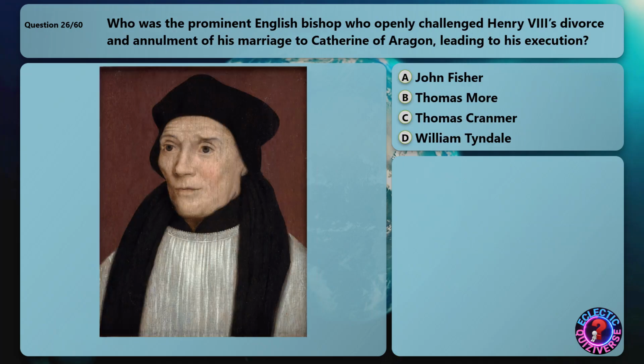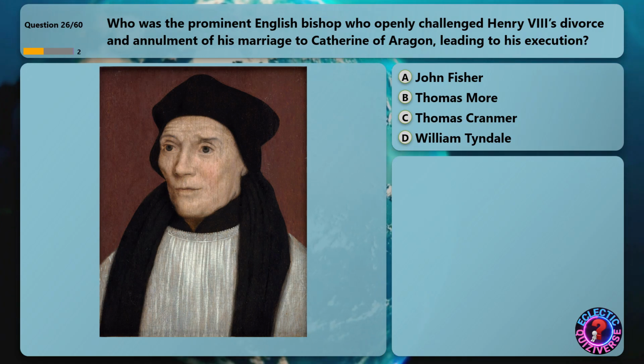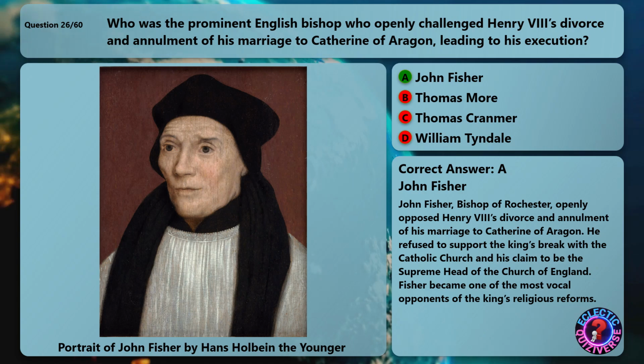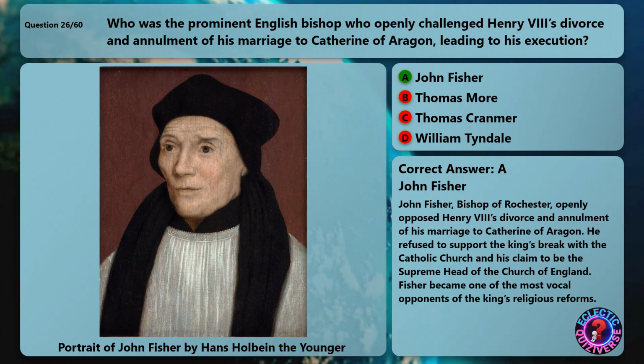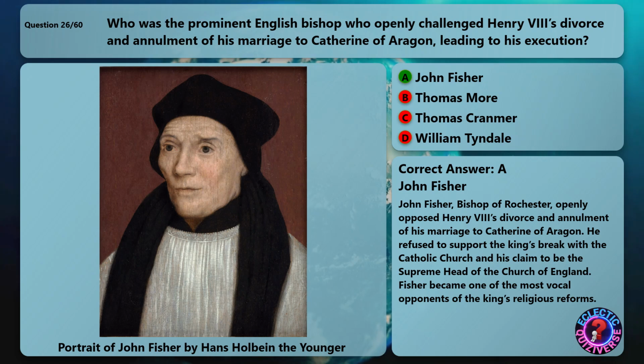Who was the prominent English bishop who openly challenged Henry VIII's divorce and annulment of his marriage to Catherine of Aragon, leading to his execution? The correct answer is John Fisher. John Fisher, Bishop of Rochester, openly opposed Henry VIII's divorce and annulment of his marriage to Catherine of Aragon. He refused to support the king's break with the Catholic Church and his claim to be the supreme head of the Church of England. Fisher became one of the most vocal opponents of the king's religious reforms.